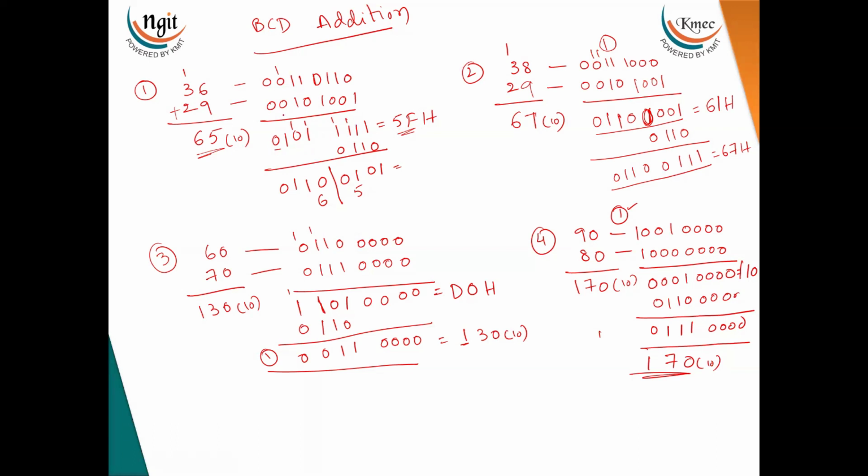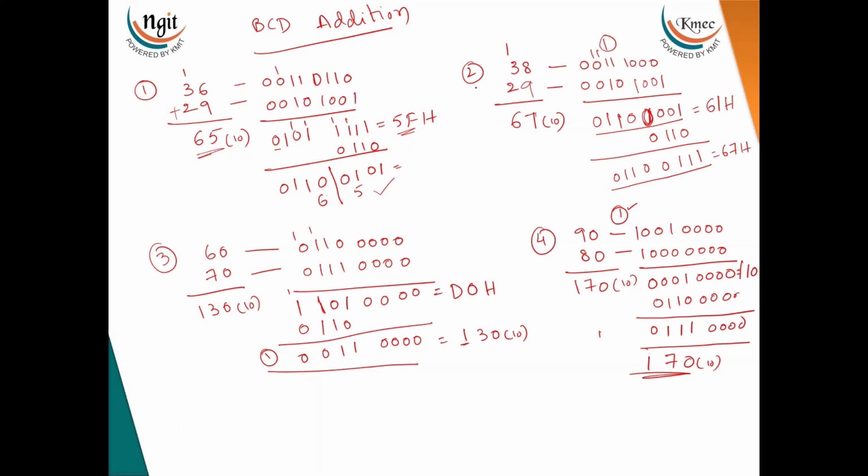Now here in this case, by adding, we are getting 5F. Now F is greater than 9, so we need to add 6 to the lower nibble. By adding 6 to the lower nibble, we are getting the decimal equivalent value. Now see here and here, both the answers are the same.